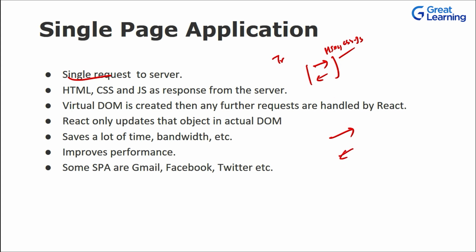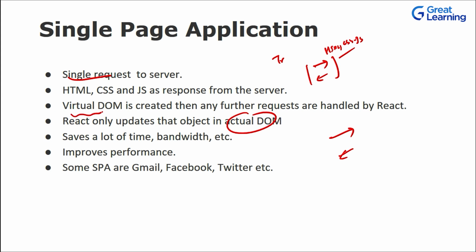With the help of virtual DOMs, right? There is something known as the virtual DOM. That means only part of your web page gets updated or refreshed whenever you send a request, and that is handled by React. React only updates that object in the actual DOM. It first figures out which particular object needs to be updated, and once that is done, only then does it update the actual DOM.